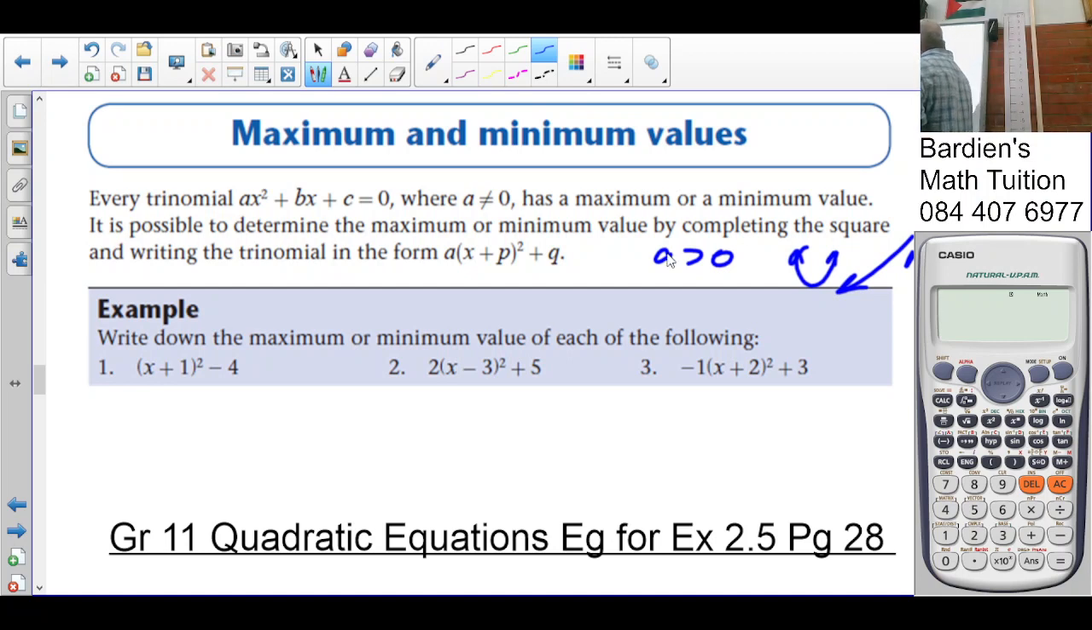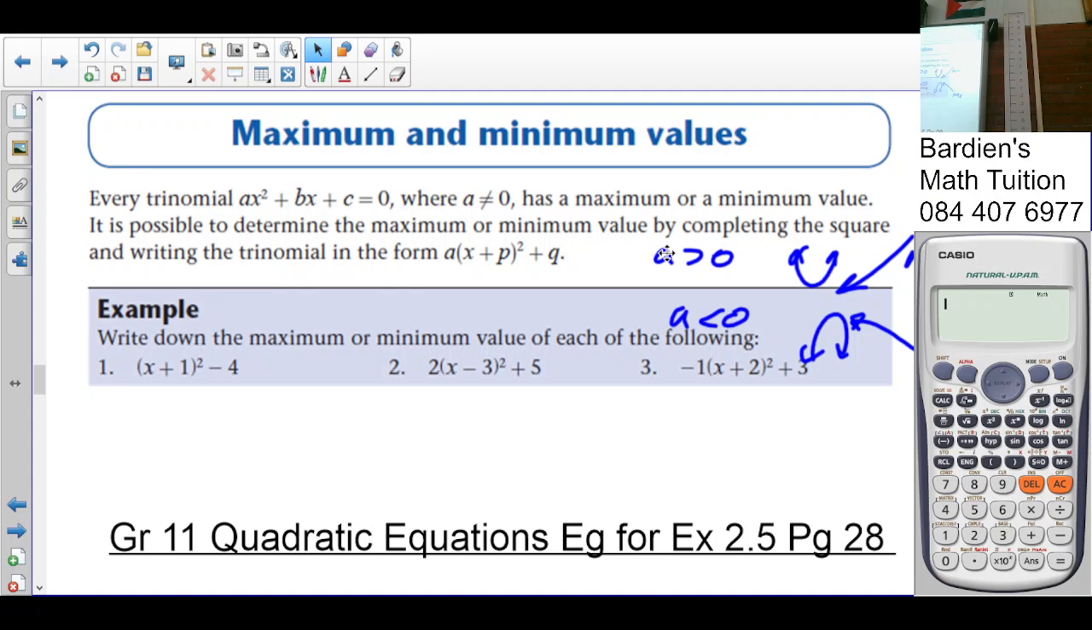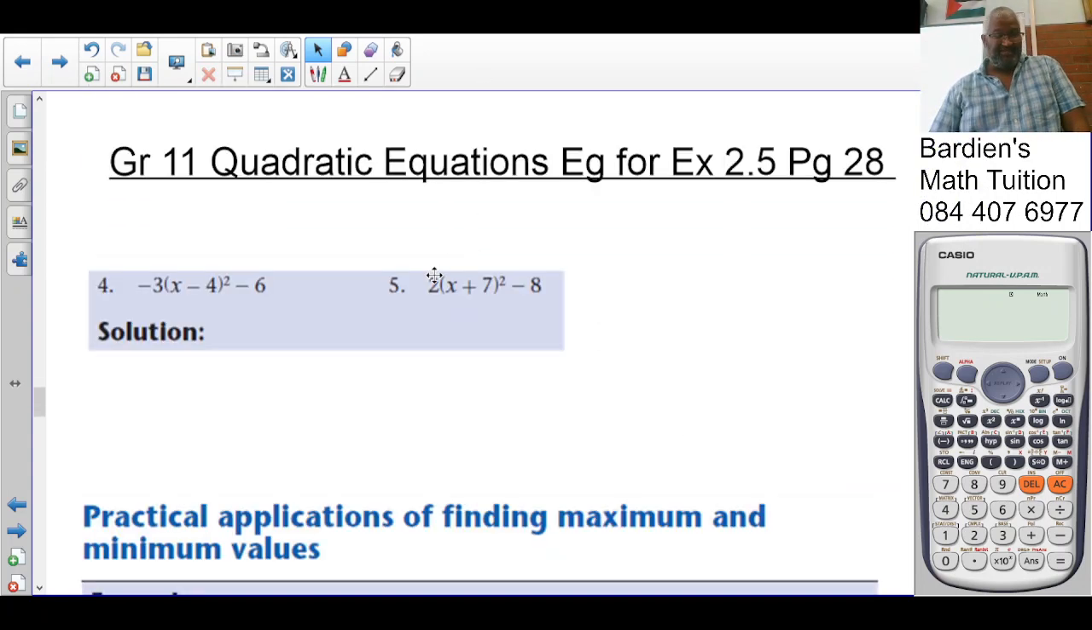Okay. And of course, if a is less than 0, which means it's negative, then the graph did that, which had a maximum value. Okay, so that's what they're telling you here. As a maximum or minimum value, it is possible to determine the maximum minimum value by completing the square, and that's what we've been doing thus far. And writing the trinomial in the form of a times (x plus p) all squared plus q. In example 1, and example 1 is on page 28.